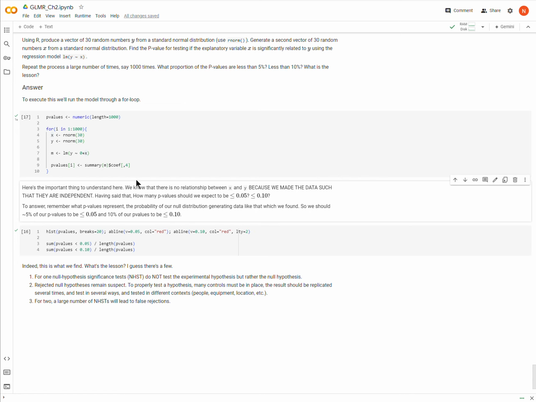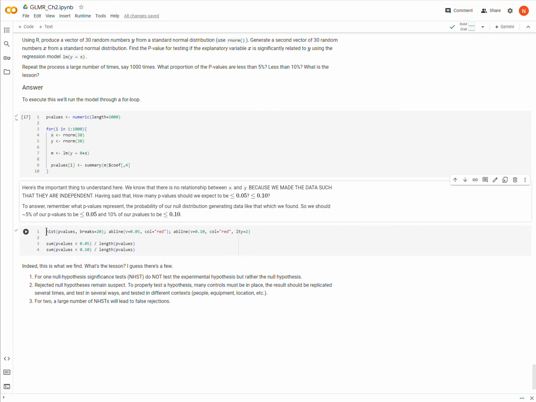To put my answer out there, remember what p-values represent. They represent the probability of our null distribution generating data like what we found. So we should expect about 5% of our p-values to be less than 0.05 and about 10% to be less than or equal to 0.1. So let's look at what we got.